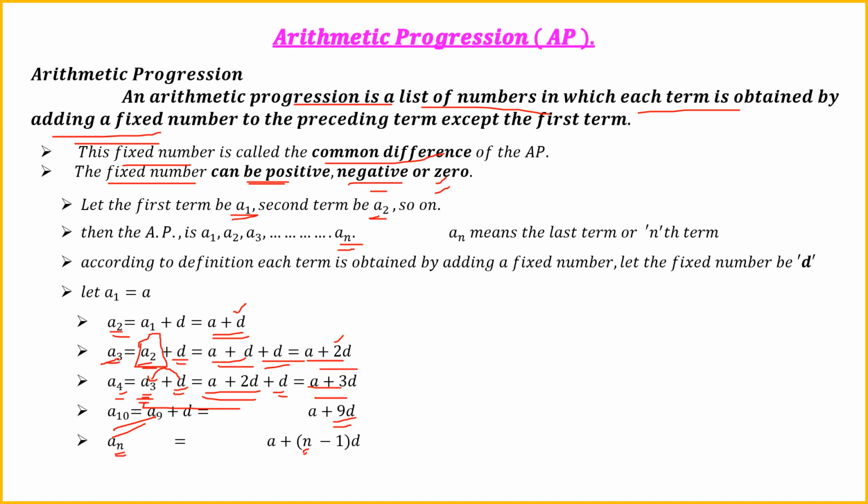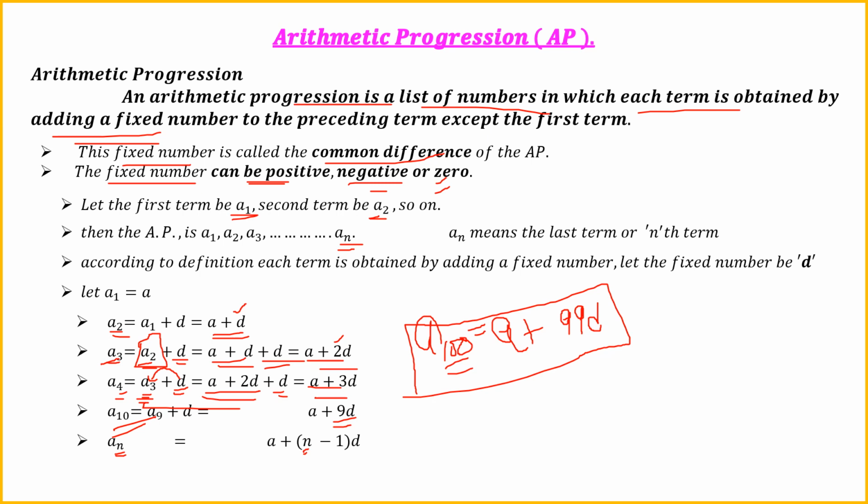For example, let me go with A100. I can write it down as a, the first initial number, plus, since here it is 100, minus 1 from it, we get 99, multiplied by the constant number d. So this is what the general term of a given arithmetic progression means. An is equal to a plus n minus 1 into d. This is also known as the formula. We consider it to be the formula to find any term in a given arithmetic progression.